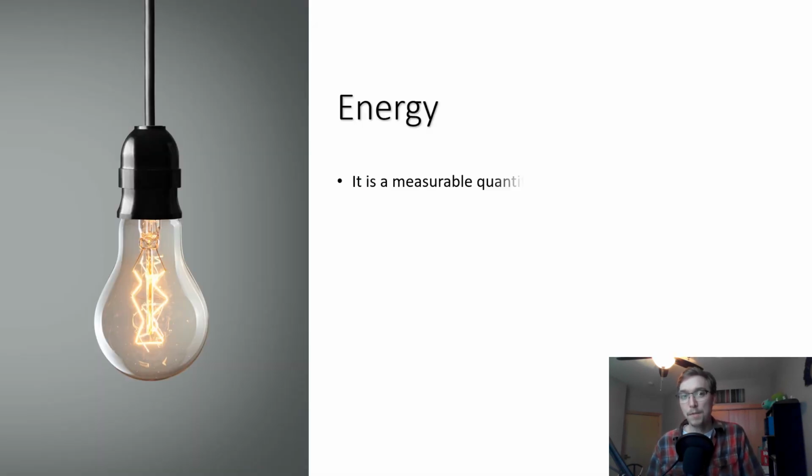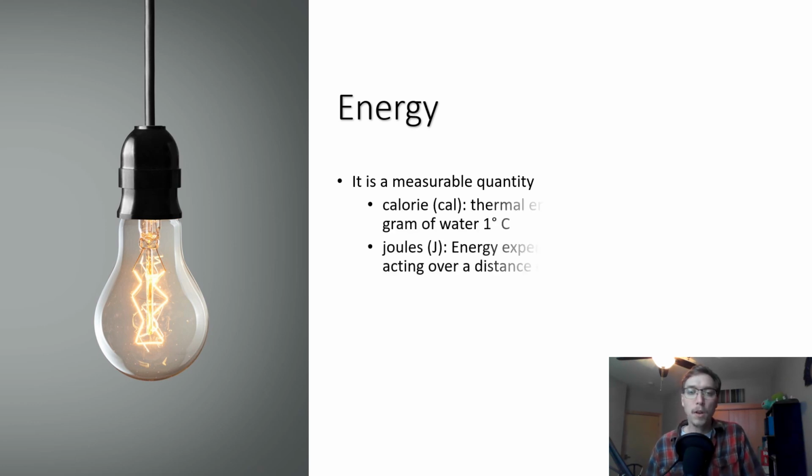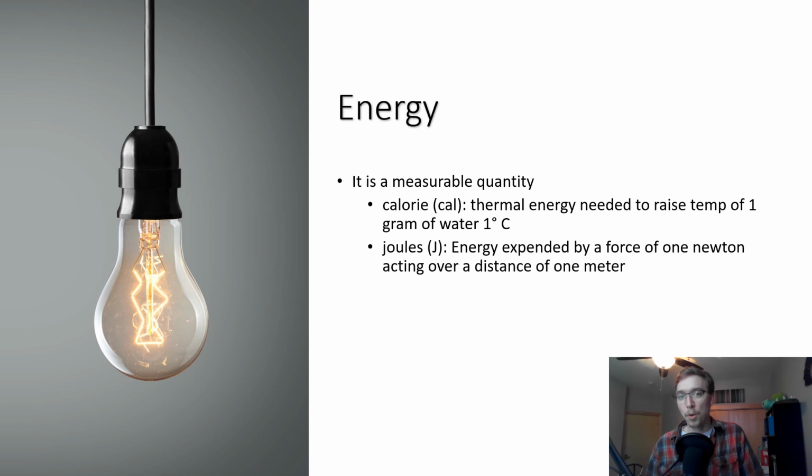Energy is a measurable quantity, as we may recall from our intro definitions lecture. We have the calorie, which is the thermal energy required to raise the temperature of 1 gram of water 1 degree Celsius. We have the joule, which is the energy expended by a force of 1 Newton acting over a distance of 1 meter. We can relate those two: 1 calorie is more or less equal to 4.19 joules, and 1 joule is more or less 0.239 calories.